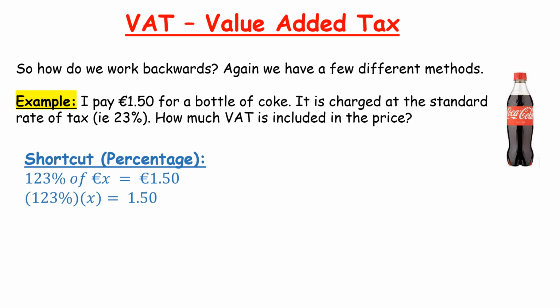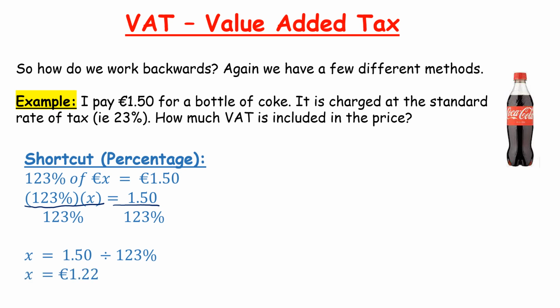To find X on its own, I divide both sides by 123%. So this is a division on both sides. And that means my X value is 150 divided by 123%. That can go straight into the calculator as is, and it gives me €1.22. Now, I've written this out as algebra to start with, but I suppose you can go straight to the price after VAT divided by 100 plus whatever that percentage is. So that's why it's really a shortcut. You don't have to get into doing a lot of calculations. You can do this very simply in one.